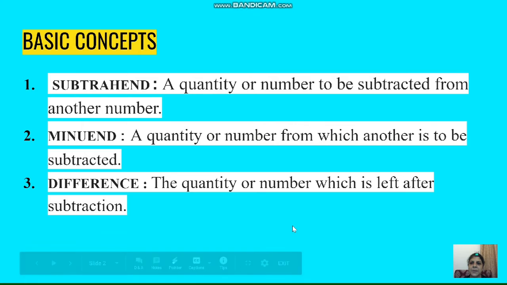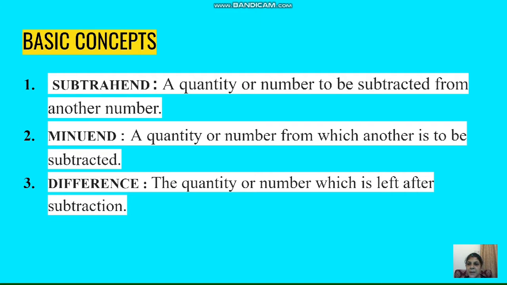First, the term subtrahend. Now subtrahend is a quantity or number to be subtracted from another number. That is, subtrahend is that number which needs to be taken away, subtracted from another number. This makes us understand that subtrahend would be a smaller number which, in comparison to the other number, has to be taken away to get a result. To understand better, we will be discussing an example.